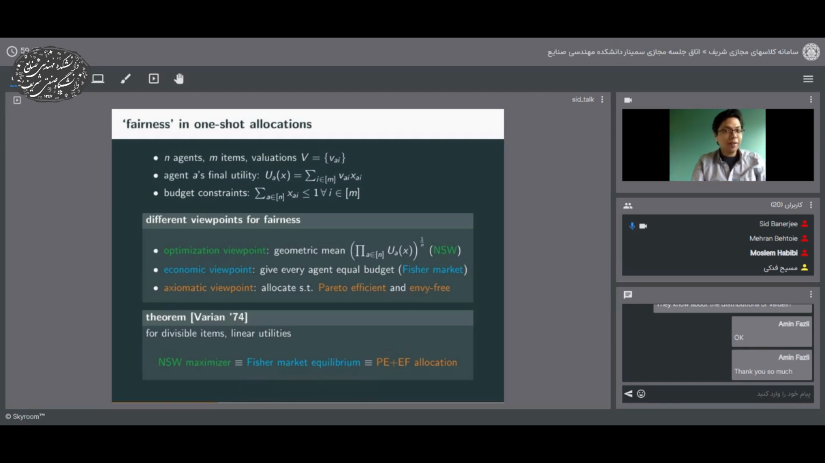And I actually find this quite an amazing result because what Varian is doing over here is he's saying, well, you don't need to take a position. You don't need to decide whether you want to think of yourself as doing optimization or economics or philosophy. The magic of formulating this problem mathematically and studying it is that you realize that all of these completely diverse viewpoints are exactly the same, but in a very particular setting. So it's the same as long as it's divisible items and under some utility functions.